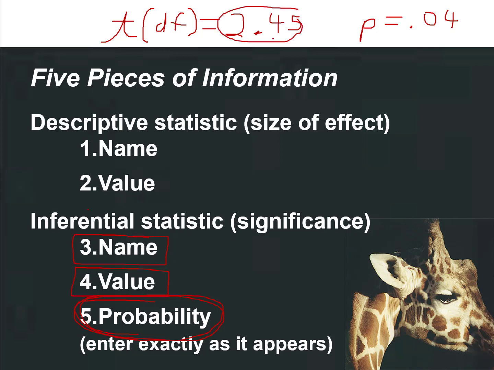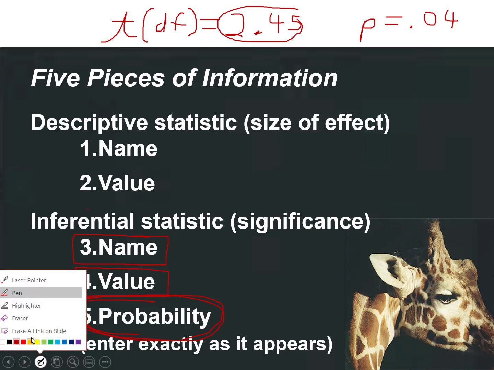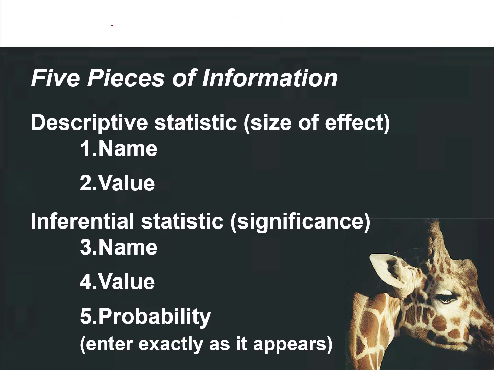But if you're just answering on Canvas, maybe I ask you simply, what are the 5 pieces of information? And I just want you to enter them on a Canvas question. You would not bother to enter the degrees of freedom. You would just give me the name, a t-statistic, the value you got for that t-value, and the probability.